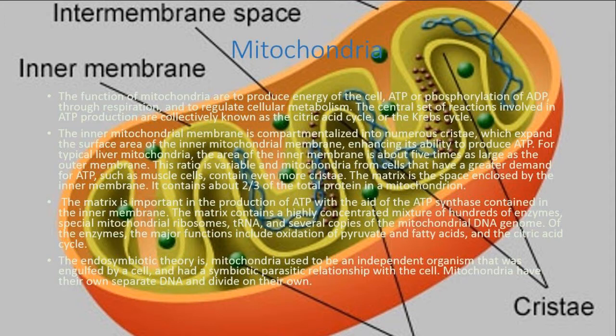The matrix contains a highly concentrated mixture of hundreds of enzymes, special mitochondrial ribosomes, tRNA, and several copies of the mitochondrial DNA genome. Of the enzymes, the major functions include oxidation of pyruvate and fatty acids and the citric acid cycle. The endosymbiosis theory is that mitochondria used to be independent.